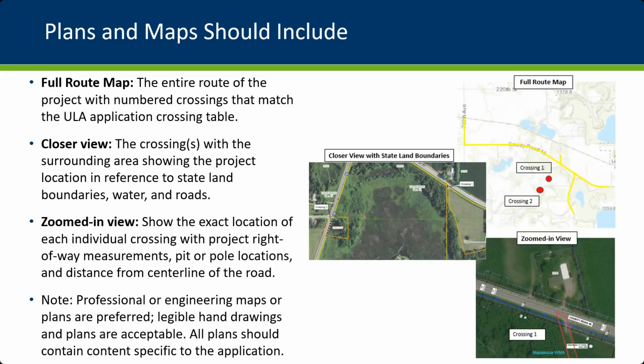Plans and maps should include a full route map that matches the ULA application crossing table with all numbered crossings, a closer view showing the crossings in the surrounding area with state land boundaries or water locations and roads, a zoomed-in view showing the exact locations of each crossing with the project right-of-way corridor and measurements, pit or pole locations, and the distance from the center line of the road.